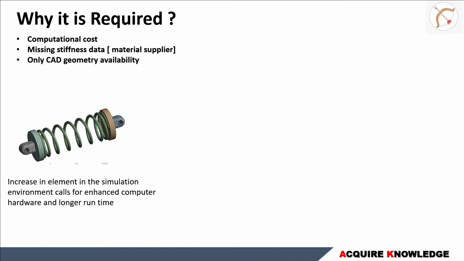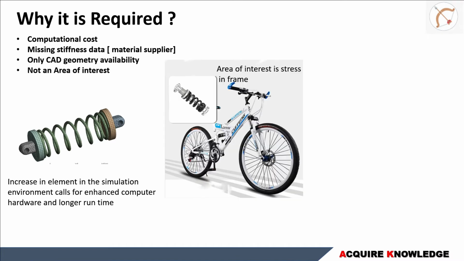Next is that if you already have a CAD geometry, then we can't do anything else. In order to mimic the behavior, we need some spring stiffness. And the only way is that we have to extract those stiffness properties from the CAD model.